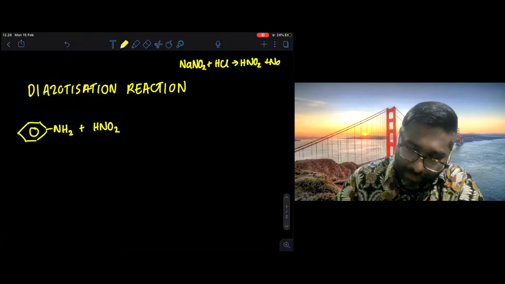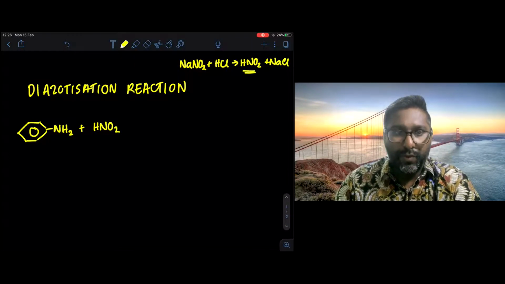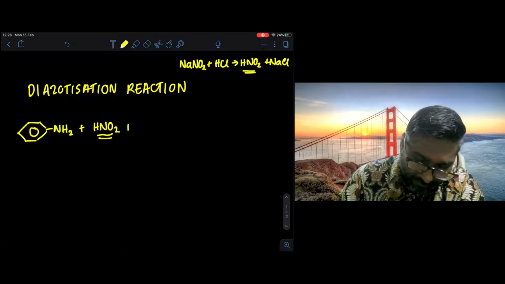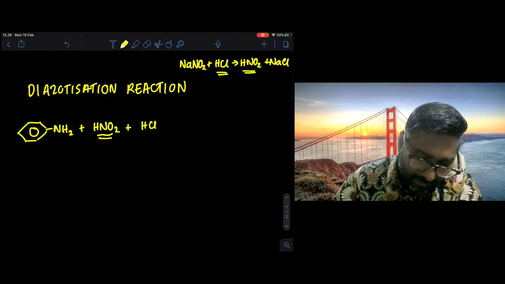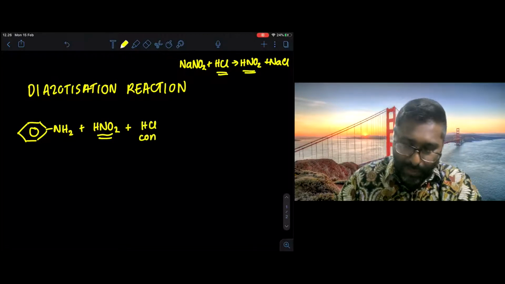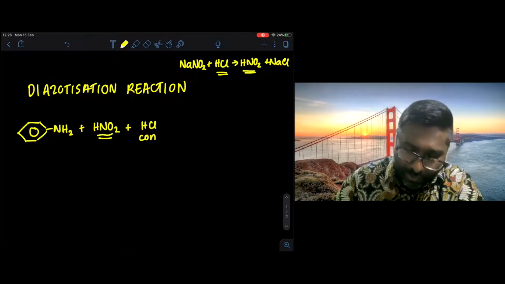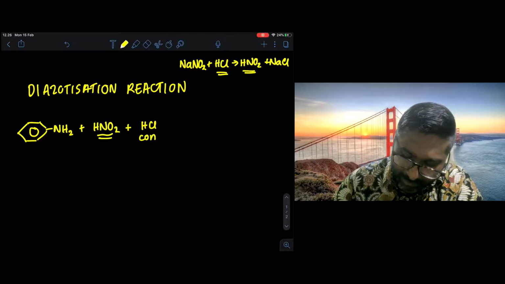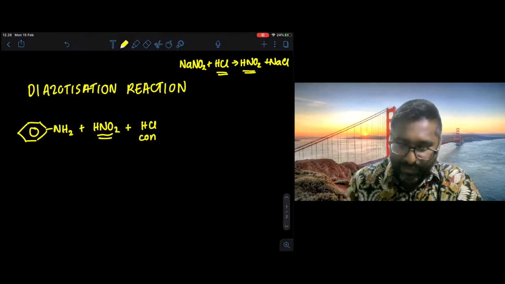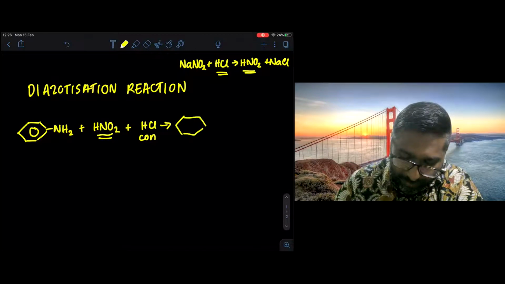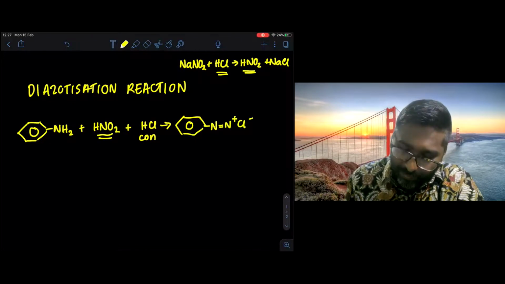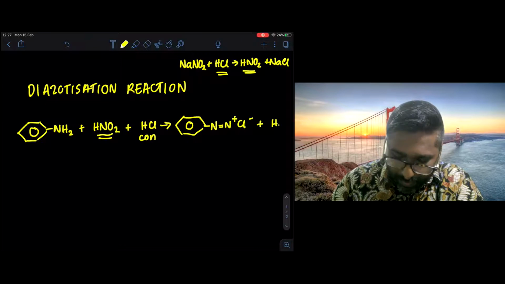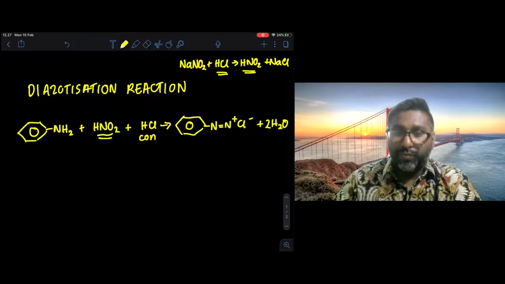So we will require the HNO2 over here. I'll put it over here. And we still require the concentrated HCl. Okay, I'll just put it here. This is concentrated HCl. And they are going to give you a salt, which is going to be named as benzene diazonium salt. So they will look like this, N double bond N, so plus Cl minus, and then plus water, and they are going to be 2 moles of water.